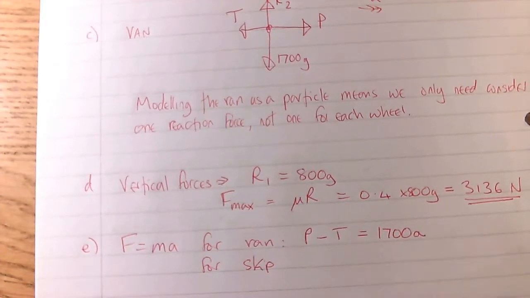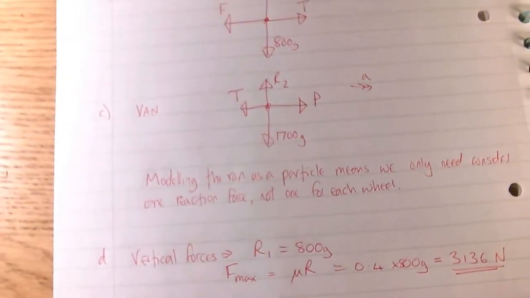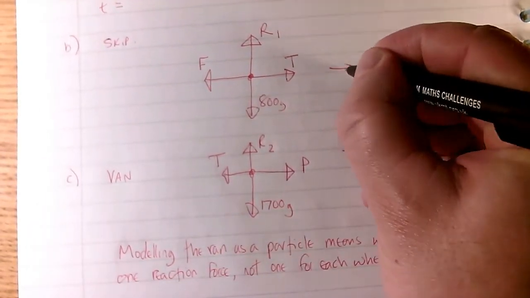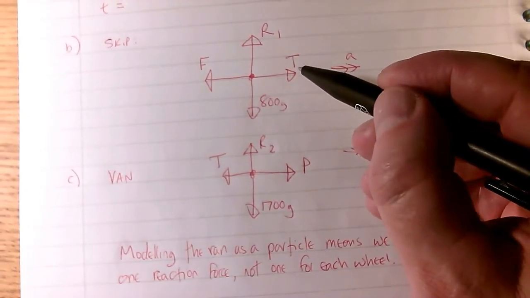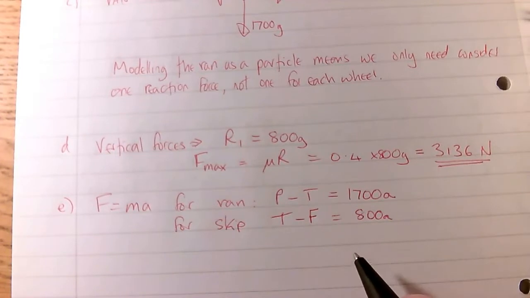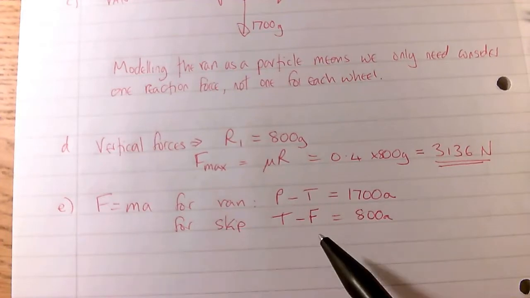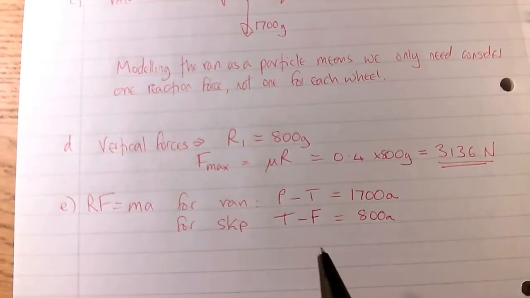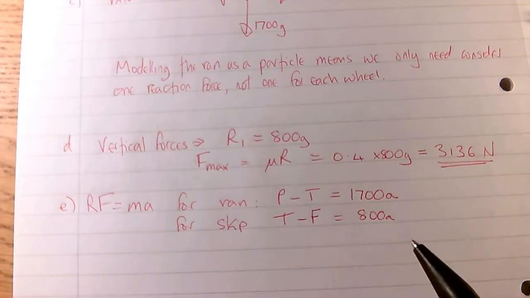If I do the same thing for the skip, it's got a mass of only 800, so it's going to be 800A. Let's look at the force diagram. The horizontal forces now, I've got a forward T and a backwards F. It's also accelerating A this way, so that's my positive direction. So my resultant force I need to take as T minus F. So T minus F equals 800A. Now I've been very naughty in this question. I've talked about F equals ma, and I've used F for friction. So this should be resultant force RF equals ma. That's better. I've got two simultaneous equations here, but actually, I know what the acceleration is.